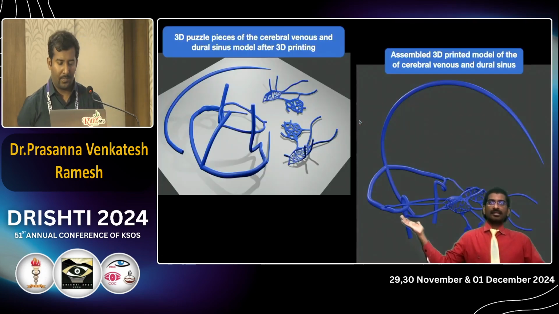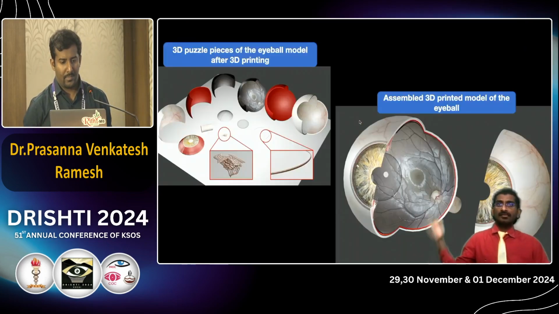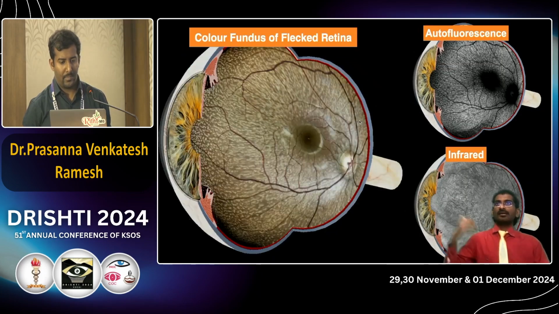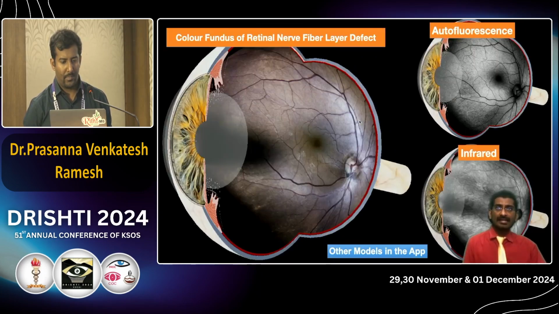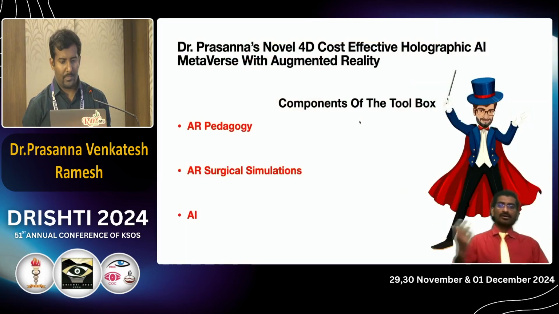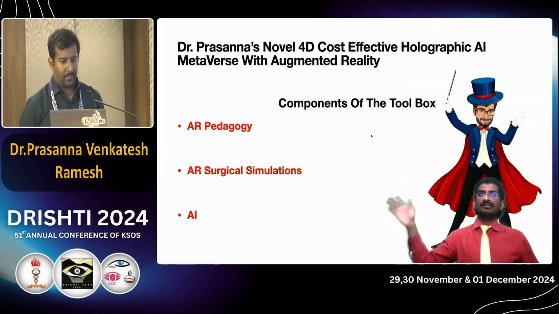And then this is the 3D model of the circle of Willis, the cavernous sinus, and even the eyeball as well. And then start collecting the autofluorescence and infrared, reflect retina, fibrovascular band, retinitis pigmentosa, nerve fiber layer defect, to name a few. You just keep starting your collection and then push yourself further, where we landed up in the Metaverse, the pedagogy, simulations, and AI.